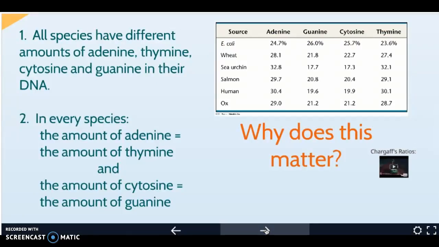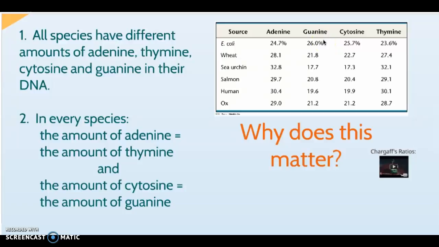So what he found was that if you take a look here at this chart, with E. coli, which was our species here, 24.7%, or about 25%, of the DNA was adenine, 26% was guanine, 25% was cytosine, 23% was thymine. And what he basically found is that the percentages of thymine and adenine were much closer, and guanine and cytosine were much closer. So the idea was that they were the ones partnering up. And so we have what's called Chargaff's ratios.